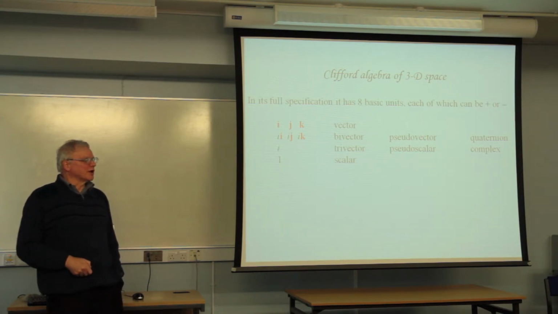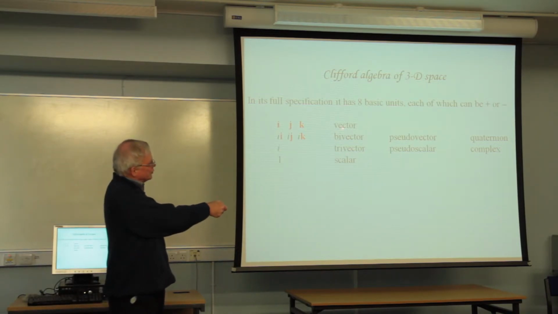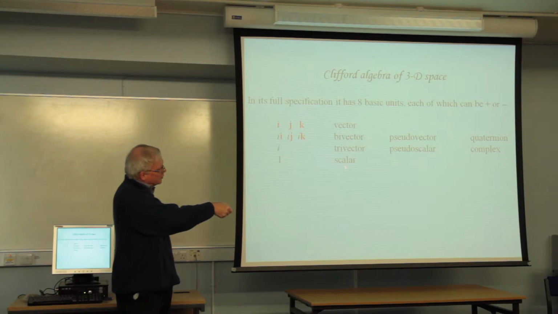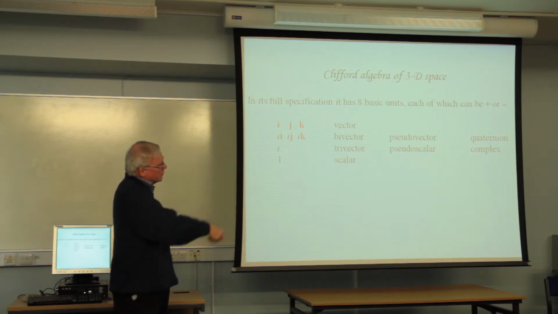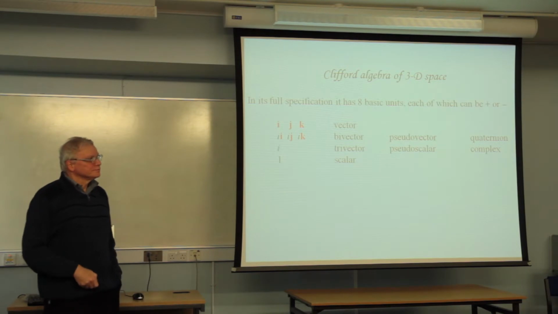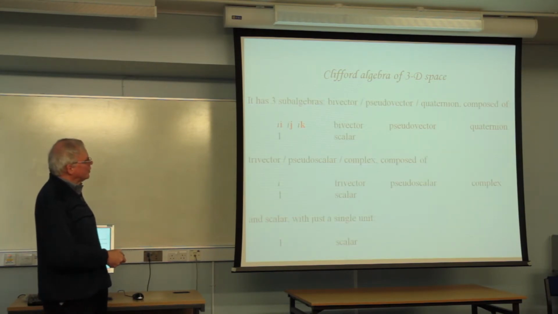And that's the only way you get closure, if you include them all. And they have different names. You can call that a vector. This one is a product of 2 vectors. It's a bivector. That's a product of 3 vectors. It's a trivector. That's a scalar, of course. But you can call that a pseudovector or pseudoscalar, and you recognise, of course, that that's equivalent to a complex number, and that's equivalent to a quaternion. So they're just different versions of the same object.